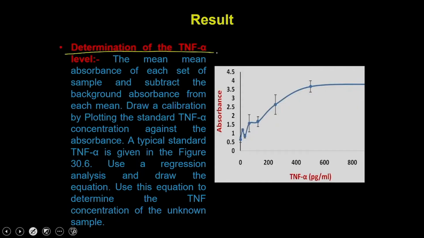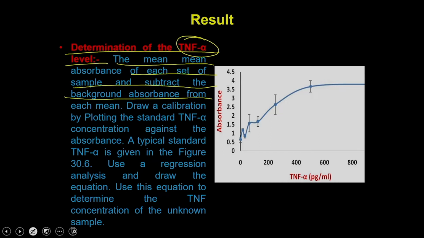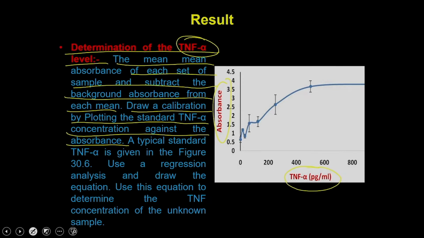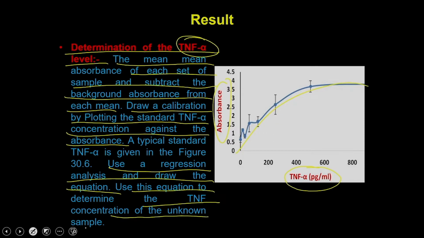Now, determination of the TNF alpha level. We are just giving you an example of TNF alpha, but this can be done with any antigen. Calculate the mean absorbance of each set of samples and subtract the background absorbance from each mean. Draw a calibration curve by plotting the standard TNF alpha concentration against the absorbance. You plot the absorbance on the y axis and the TNF alpha concentration on the x axis, and that gives you a curve. Use regression analysis to get the equation of this curve, and then use this equation to determine the TNF alpha concentration in the unknown samples.